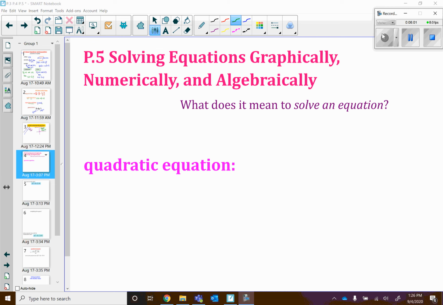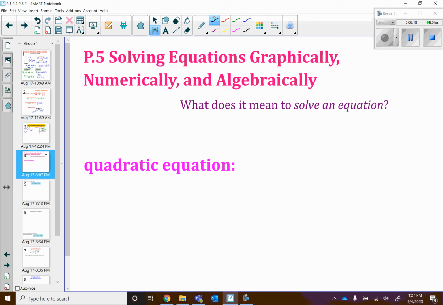All right, let's do section P.5 too. So P.5 is about solving equations graphically, numerically, and algebraically, which seems like a lot. And we'll go over this again with some examples in class. But the first question is, what does it mean to actually solve an equation?